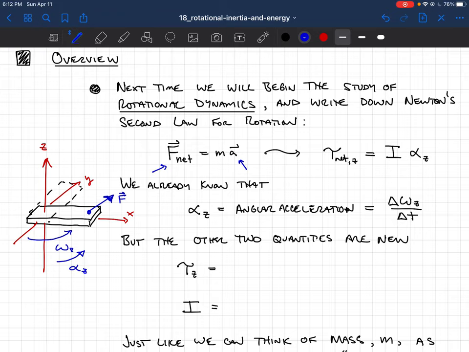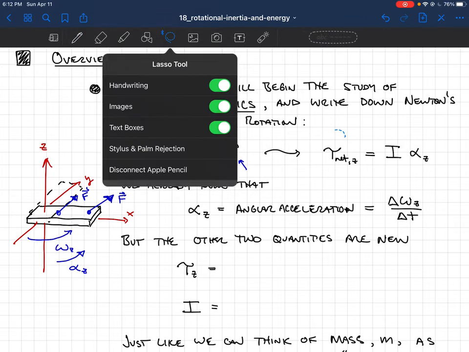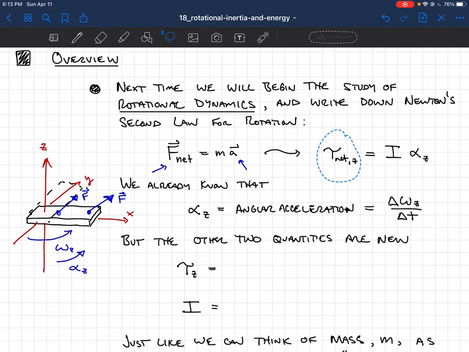I could apply a force in a different place, so maybe I could apply a force here, maybe the same magnitude force, but applied at a different location. It turns out that those two forces will give different values of the torque. So the torque will depend not only on the force, but also on the location at which you apply the force. And of course, you know this from your everyday experience.